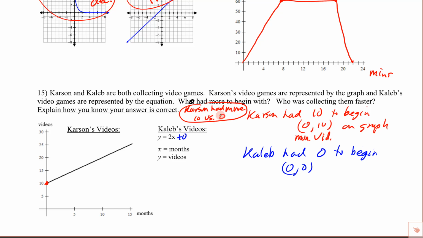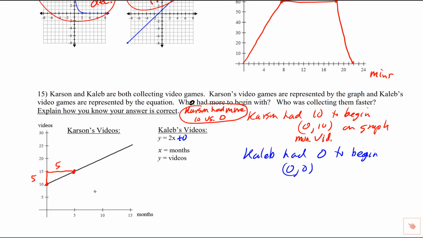Who is collecting them faster? Okay, well, let's take a look at this. On this, if we're talking about how fast we're doing something, we're talking about a rate. So on Carson, let's figure out what the rate is. That looks like we're about right there. And again, you can't do this perfectly, but that looks pretty good. We're going to rise, and then we're going to run. We're going to rise 5 videos, and take a look at this, in 5 months. So if we do the rise over the run, the slope on this one is going to be 5 videos over 5 months. So that means the slope is, if we reduce this, 1 video per month.